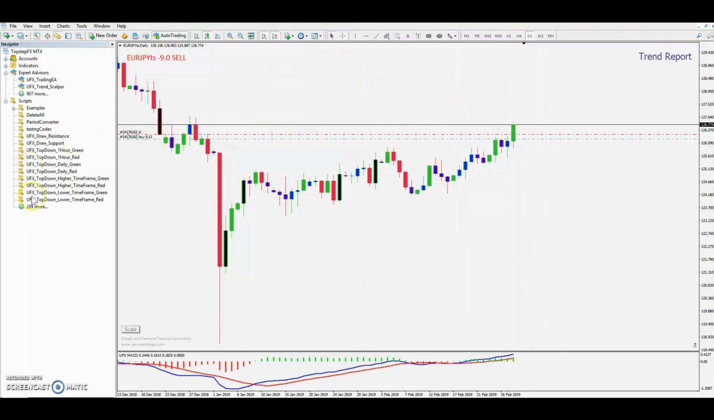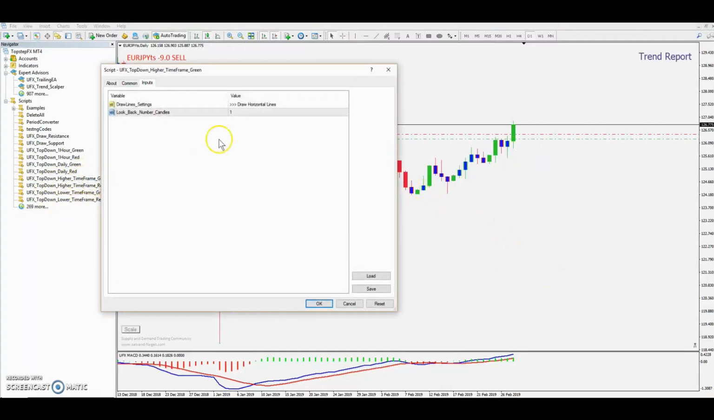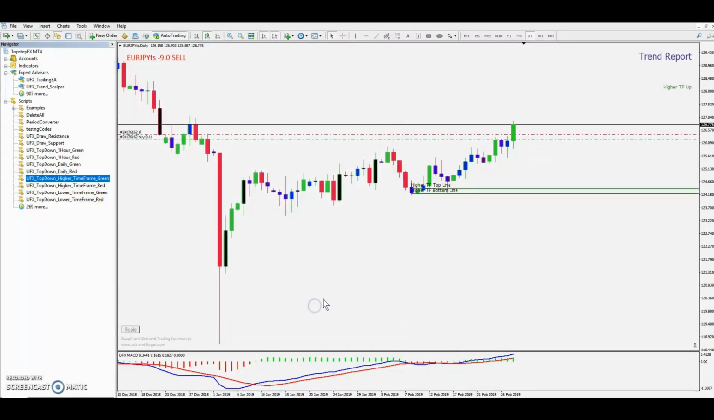So now what we want to do is draw our higher time frame. It's a green candle, so we're going to use green. 16 candles back. And it tells us our higher time frame is up, shows us the start, the base of this run up. Now we're going to move to the 1 hour and do the same thing.